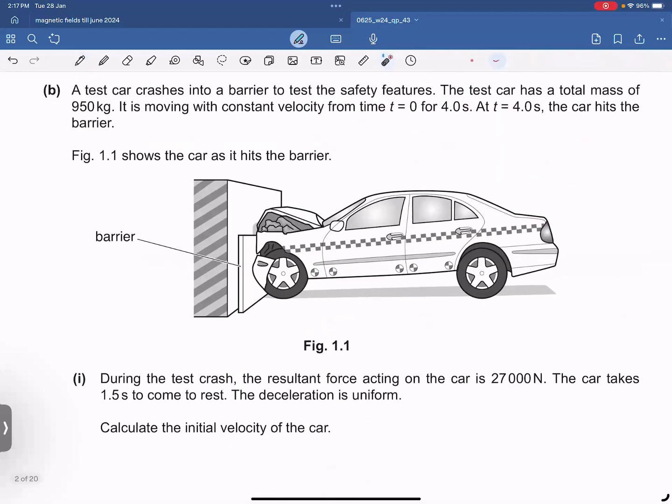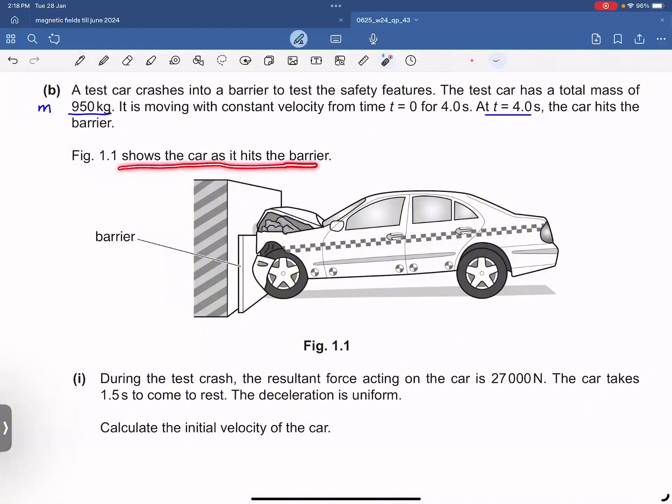Part 2 says, a test car crashes into a barrier to test the safety features. The test car has total mass 950 grams. You can underline this and give a symbol m. It is moving with a constant velocity from time 0 till 4. At time 4 seconds, the car hits the barrier. So it means the total time taken to hit the barrier is 4 seconds.